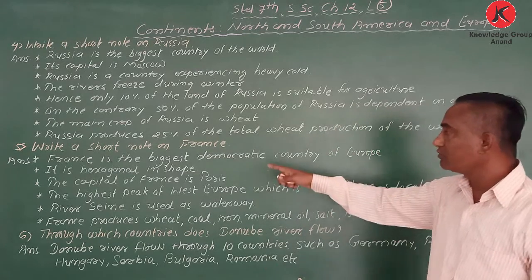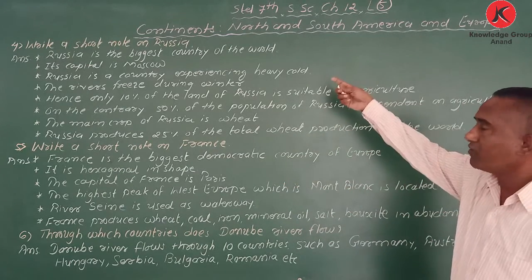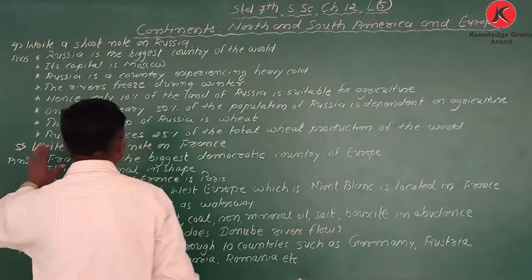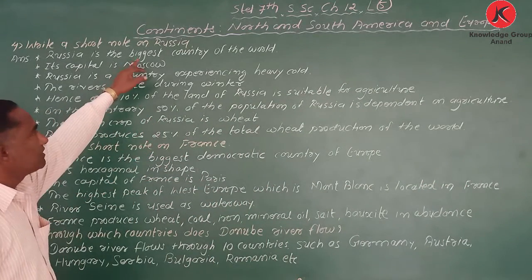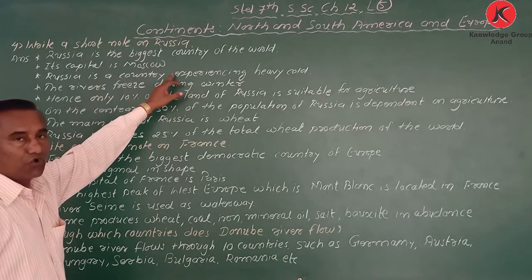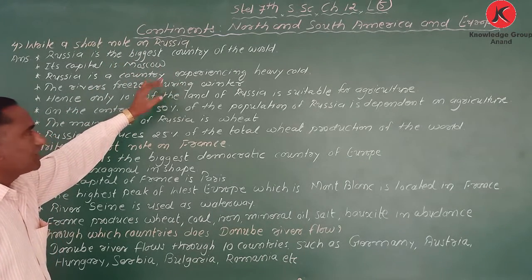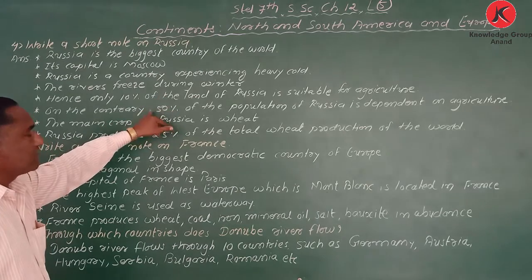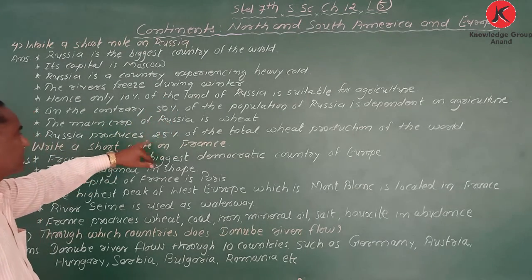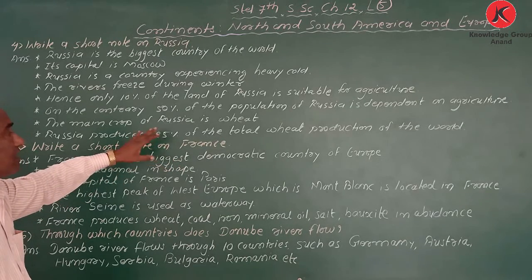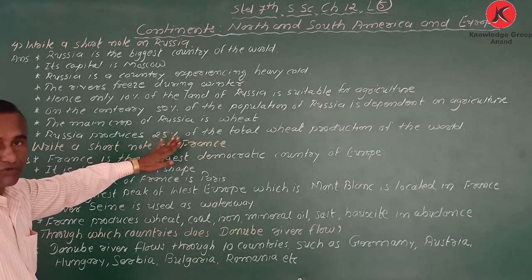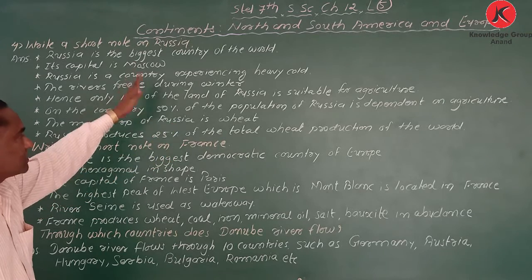Next one, write a short note on France. We have already learned Russia. Now we are going to learn about France. If you want, I can revise. Biggest country, capital, then cold, then freeze. Suitable for agriculture, how much percentage of the people, and which is the main crop. And how much percentage of the wheat is produced in Russia. So these are the points.